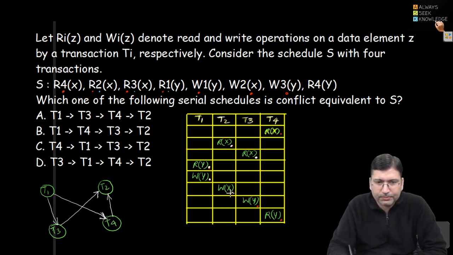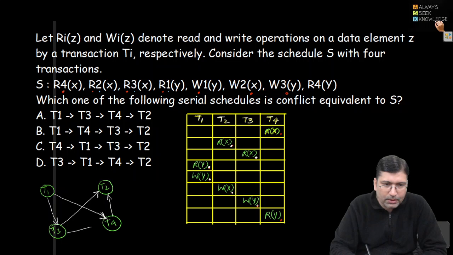Then check this one. This write X will conflict with either write Y or read X. There is no read or write X here, and no read or write X here. Similarly, check this write Y. Write Y will conflict with this read Y. So there will be an arrow from T3 to T4, like this.